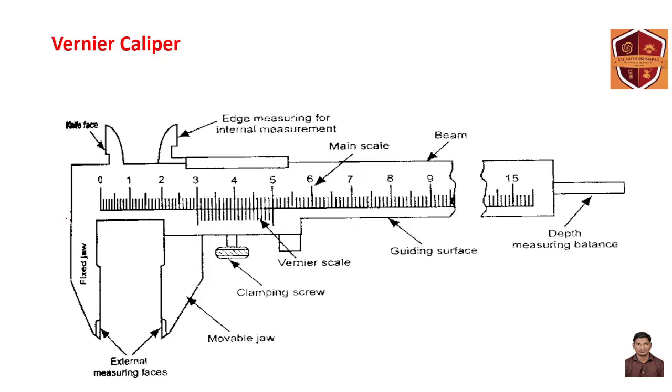See, this is the vernier caliper. This is the internal measurement place. You can fix the pipe here, and you can easily find out the internal diameter of the pipe. And also you can fix the coin here. You can easily find out the coin diameter.